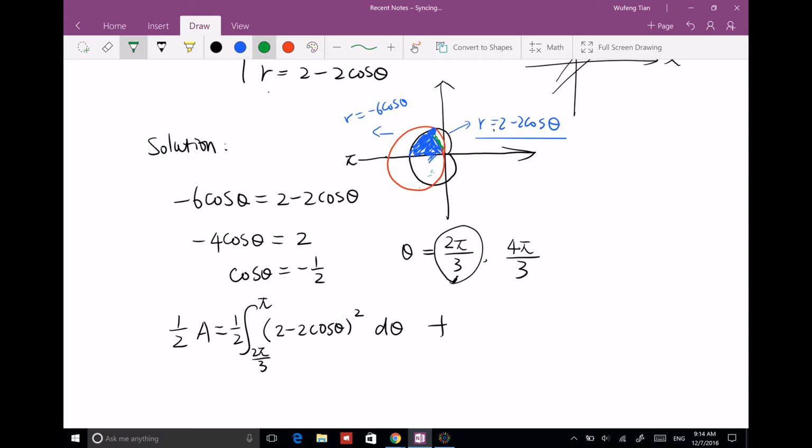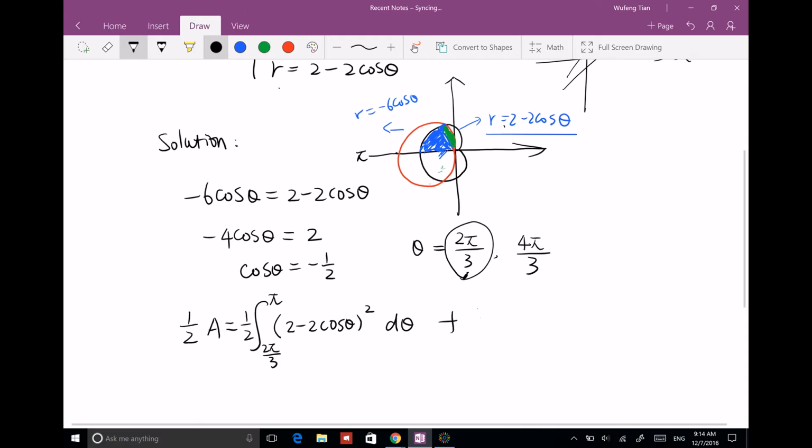Then I also have a small part for the red part, because for the green part I have another one. So the next one is also half of. The red is based on the circle, right? So the red is going to be from π/2 to 2π/3. It's from this one to this one, you can see, right? And then this area is based on the circle, so it's going to be 6 cosine theta squared d theta.